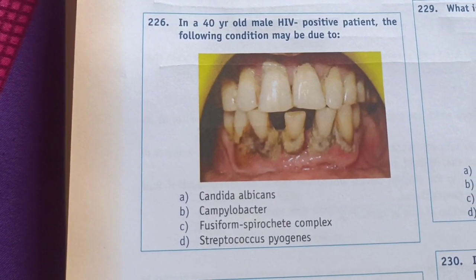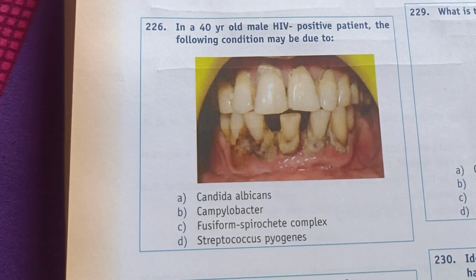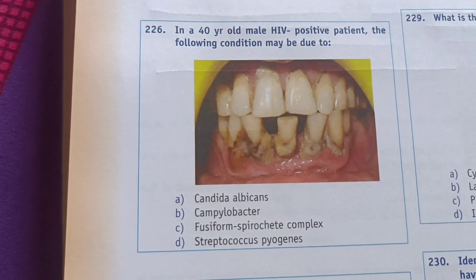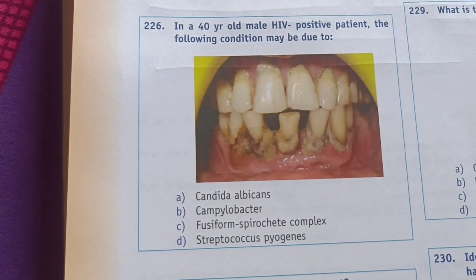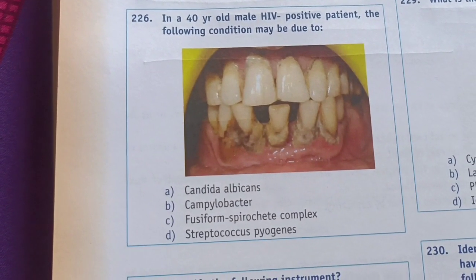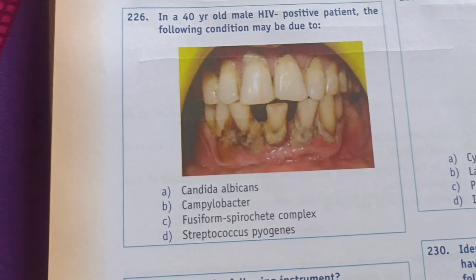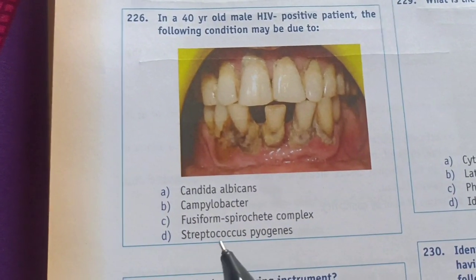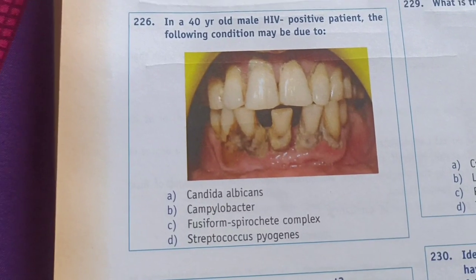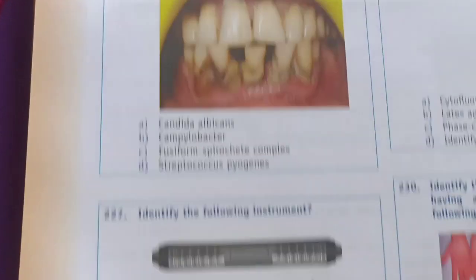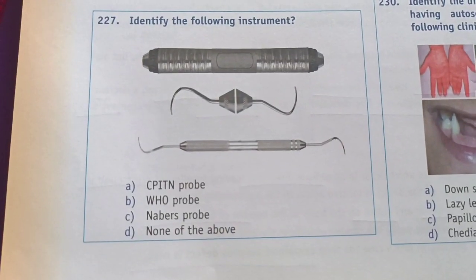Next question is, in a 40-year-old male HIV positive patient, you can remember the following condition may be due to: option A, Candida albicans, option B, Campylobacter, option C, fusiform spirochete complex, and option D, Streptococcus pyogenes. The answer is very simple. Option C is the right answer, fusiform spirochete complex. Now coming to the next question.